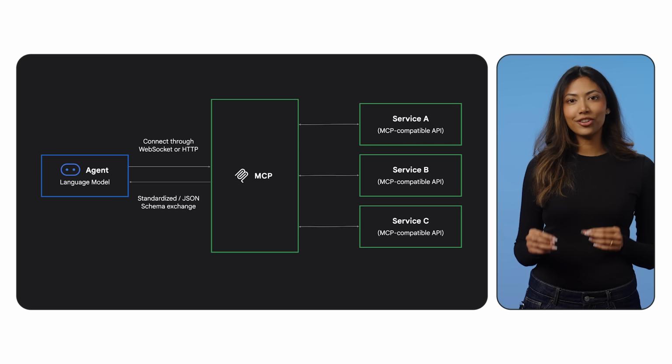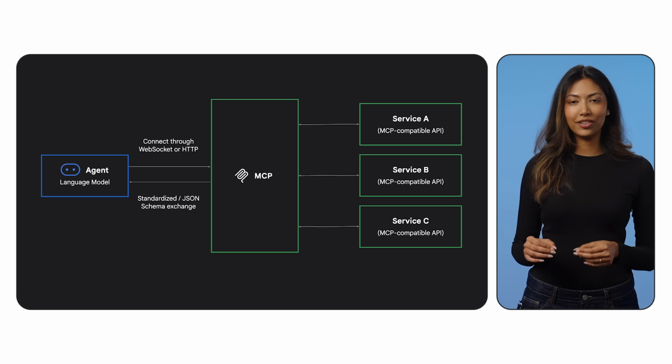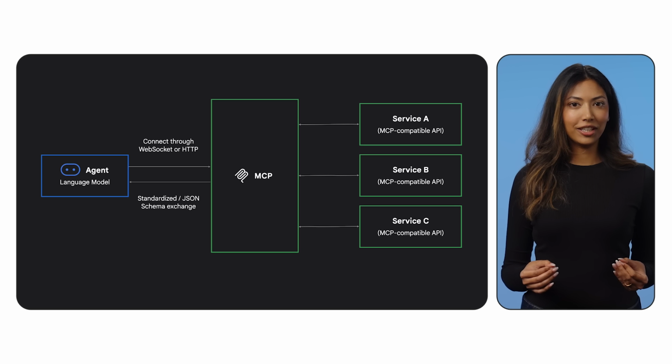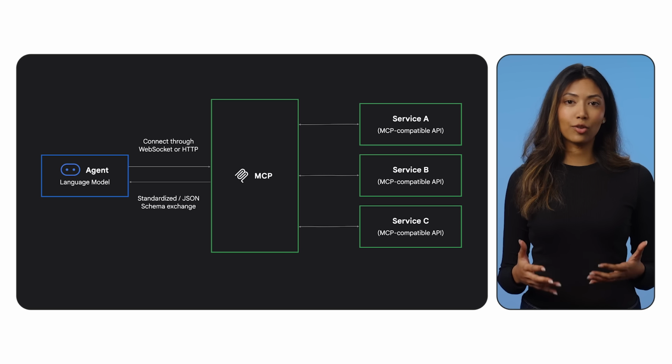But let's talk about what's actually happening under the hood. An MCP server is a lightweight process that sits next to your service or data source. It describes what it can do and what functions it exposes, all using JSON schemas.